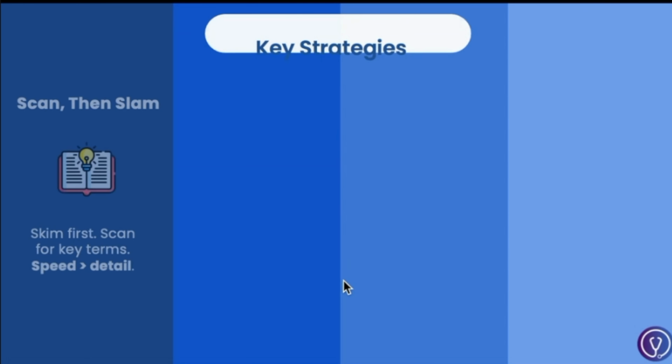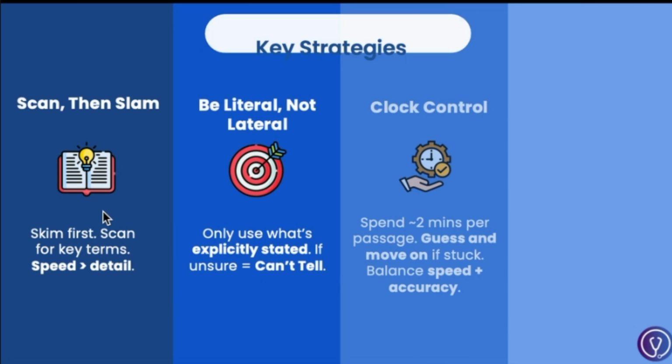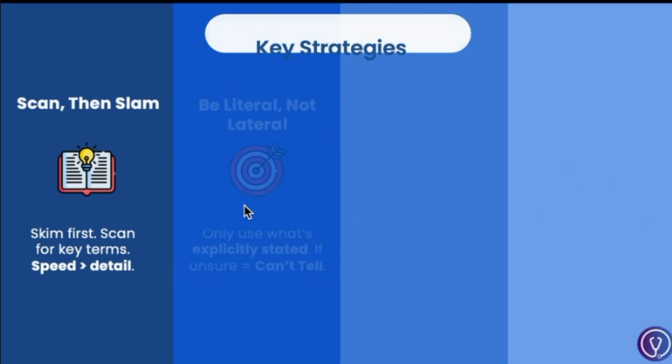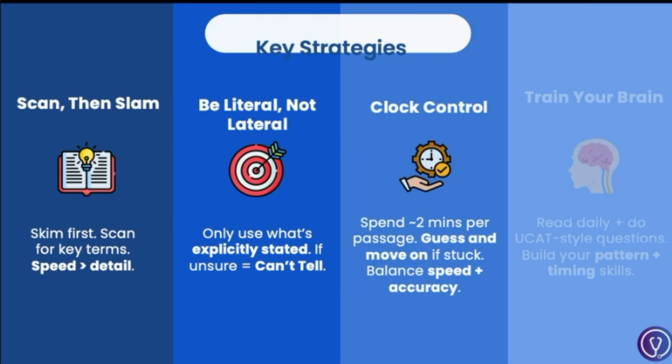Okay, like we said, skim first, scan for key terms, speed over detail. Only use what's explicitly stated. If unsure, it's can't tell. So that answers the question that someone was asking earlier about the difference between can't tell and false. False is they've specifically said in the passage that something is not true, or you can specifically infer that something is not correct or doesn't happen.